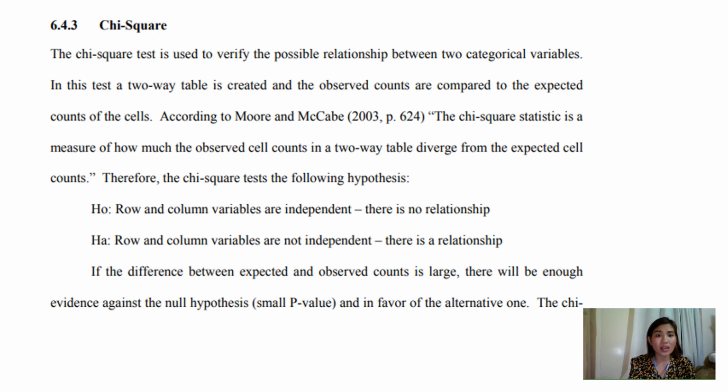Therefore, the chi-square tests the following hypotheses. We have the null hypothesis: row and column variables are independent. There is no relationship. HA, or the alternative hypothesis: row and column variables are not independent. There is a relationship. If the difference between expected and observed counts is large, there will be enough evidence against the null hypothesis, with a small p-value and in favor of the alternative one.